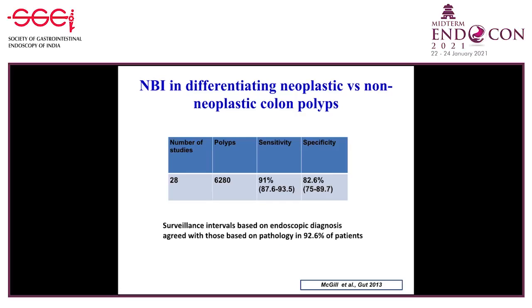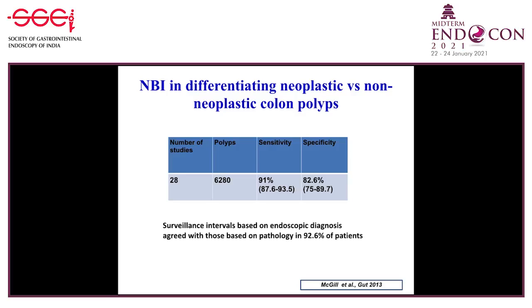So having discussed the way of identifying different types of polyps, what does the literature say about the utility of NBI in differentiating neoplastic from non-neoplastic polyps? There are a number of studies, and this meta-analysis with 28 studies and more than 6,000 polyps has shown a very good sensitivity and specificity of NBI in differentiating neoplastic from non-neoplastic polyps.